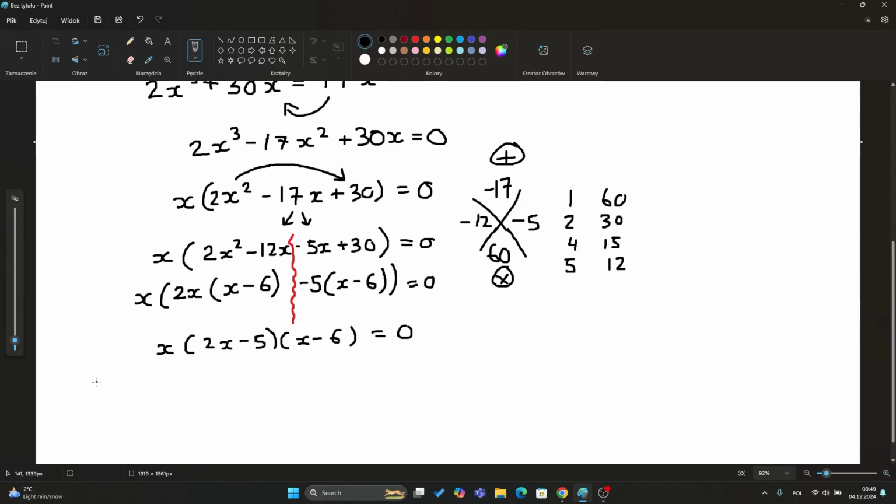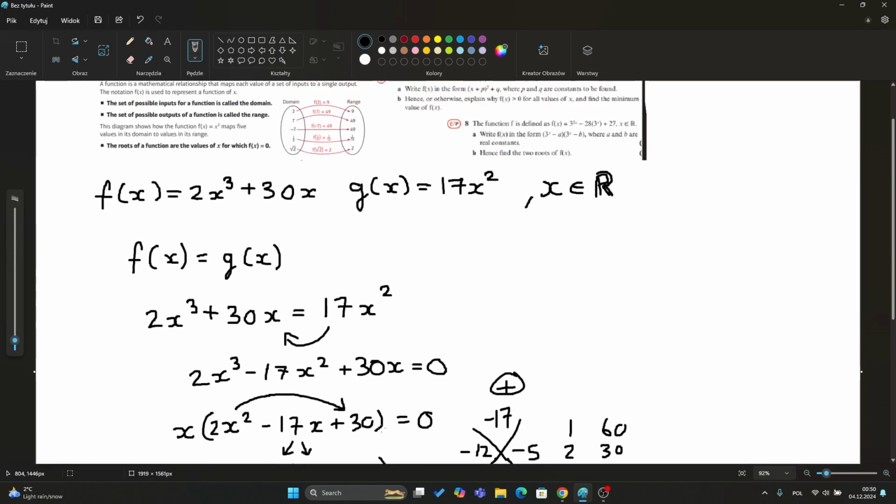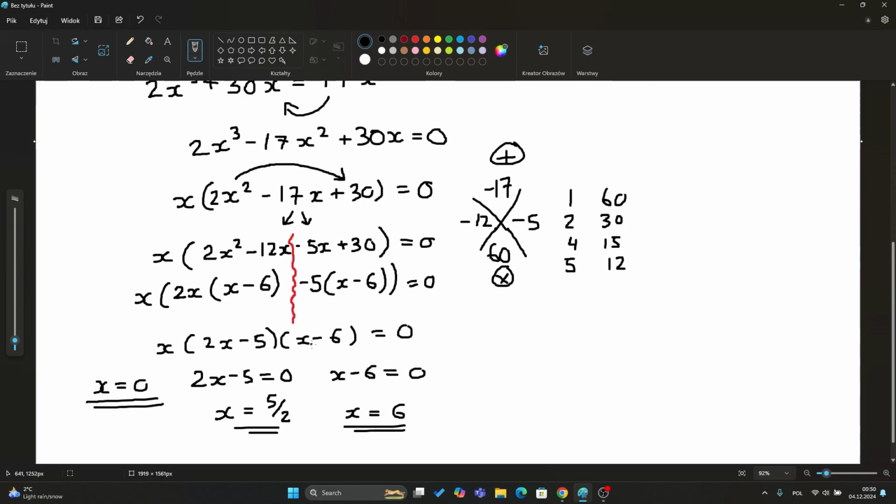And here we equate everything to 0, because one of them has to be equal to 0 for the equation to be equal to 0. So x equals 0, x equals 5 over 2, and x equals 6. And there it is. We have solved f of x equals g of x, the three roots that we wanted.